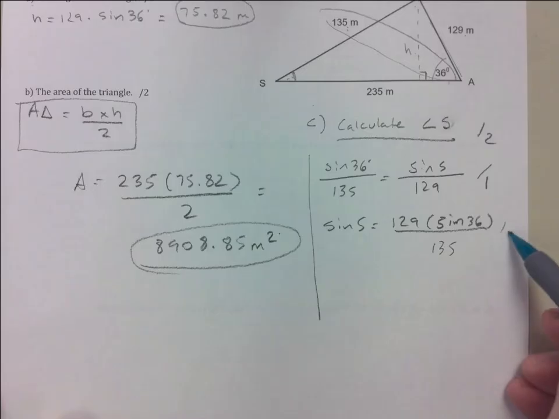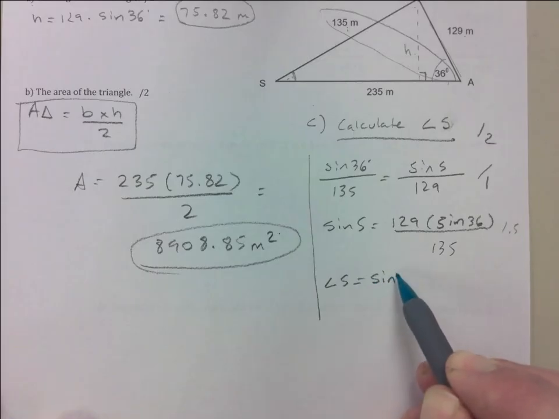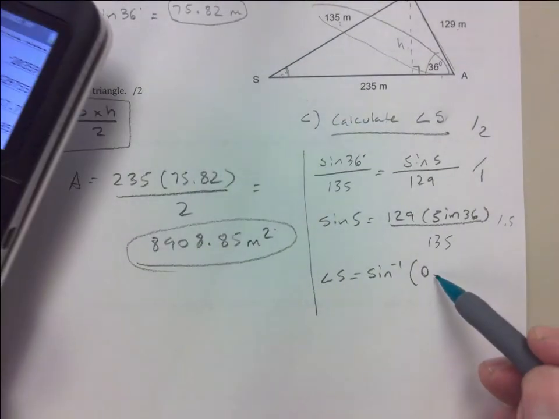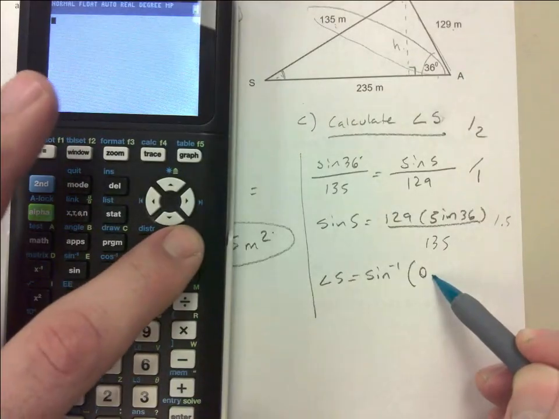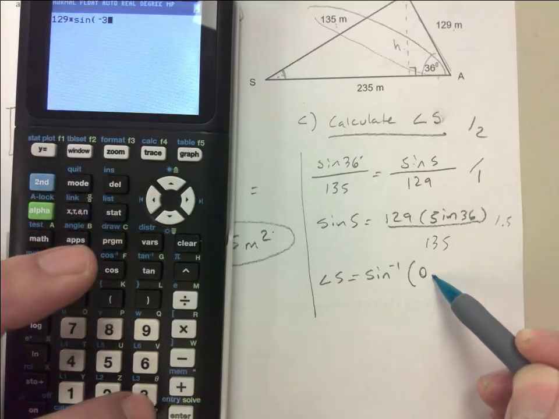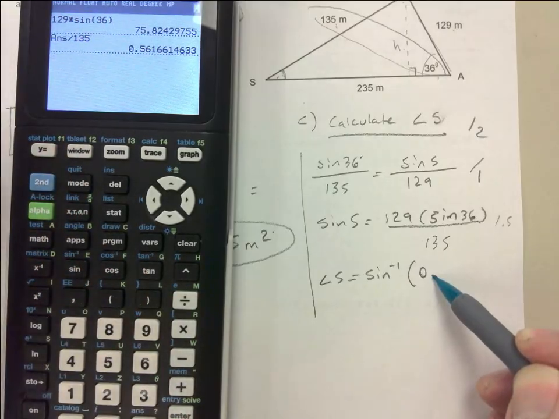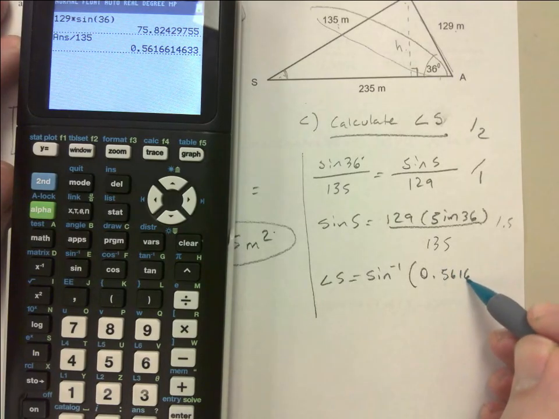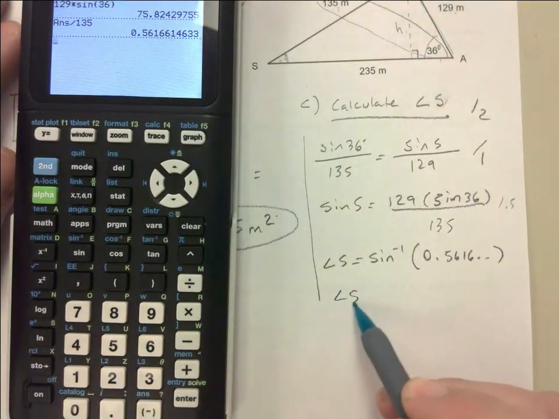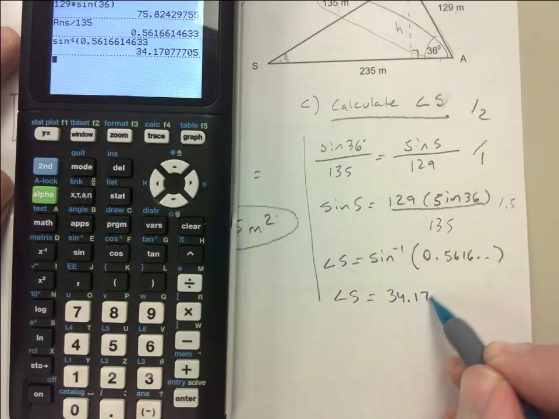So this would be half a mark, having this step, and then angle S would be sine inverse of whatever you get here, which should start with a 0. What did this number start with when you got an error? With a 1, right? Yeah, so that is a bit of a giveaway that you can't do it. Sorry, 36 divided by 135. So 0.5616, that keeps going. I do expect to see this number somewhere. And now to take the inverse of that, that's 34.17 degrees.